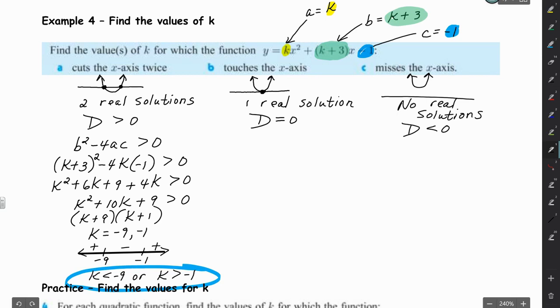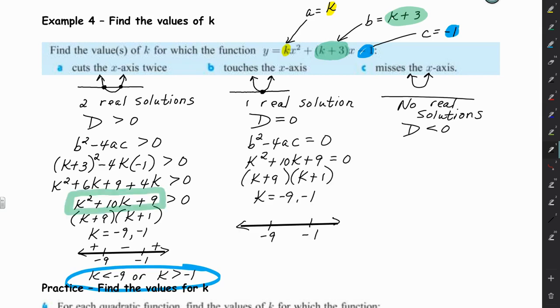Now for the next one, we know that b squared minus 4ac is going to be equal to 0. Now in this case, be careful. They're asking you, where is this value equal to 0? So where do we actually have intercepts? So we have intercepts at -9 and -1. So in this case, k is equal to -9 and -1.